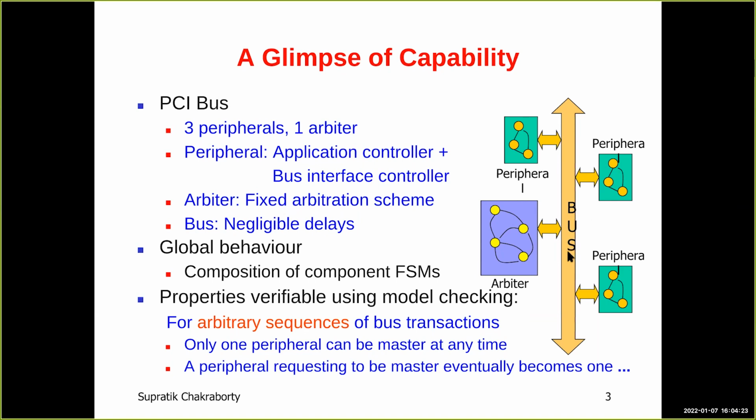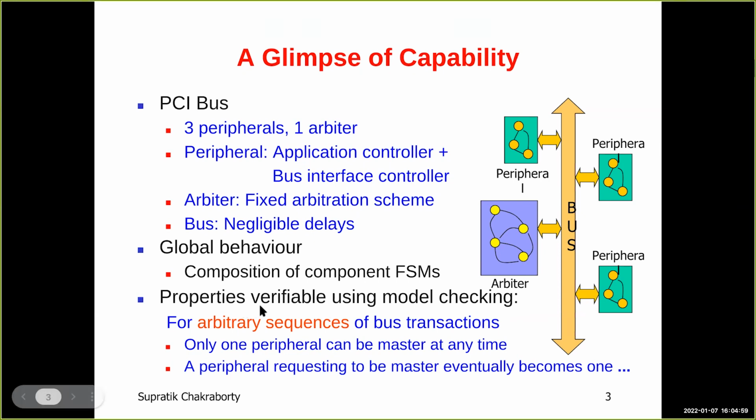We might say that the delays in the bus are negligible compared to whatever delays we care about. There are all kinds of these descriptions that will come for a typical hardware system that is given to you, and we want to reason about them. For example, here we might want to say that only one peripheral can be mastered at a time, or a peripheral requesting to be mastered eventually becomes one, or if a peripheral is not a master, then it should not be trying to take control of the bus, or trying to place data on the bus, and so on and so forth.